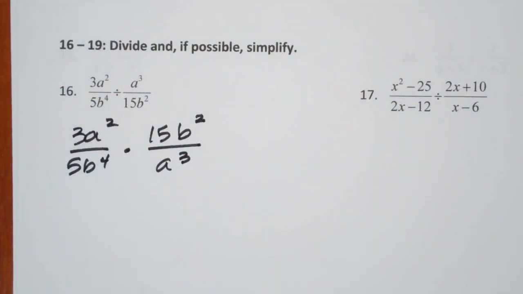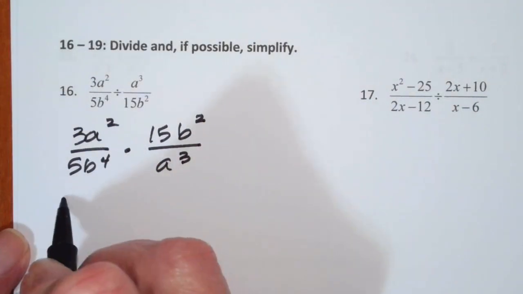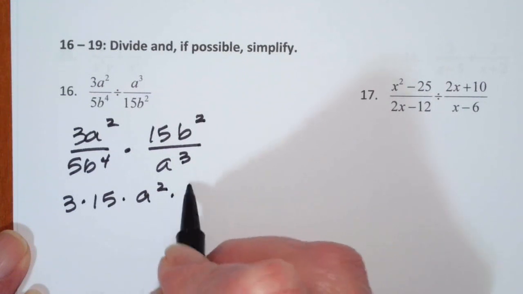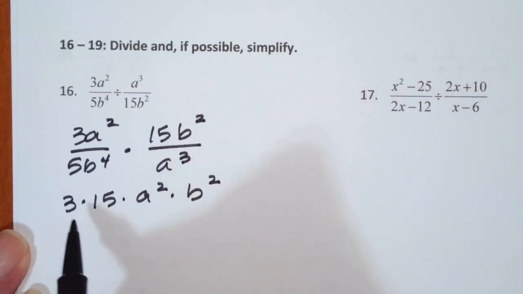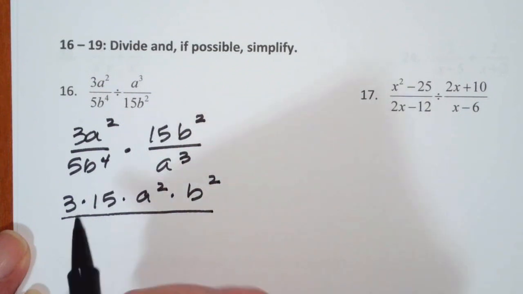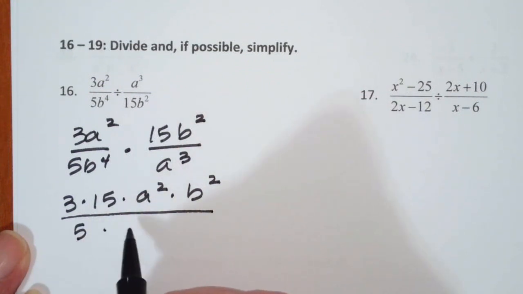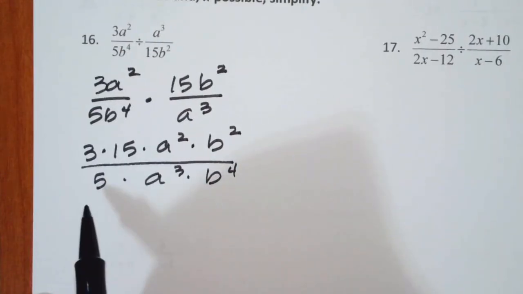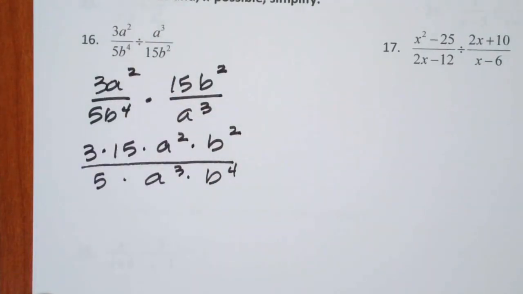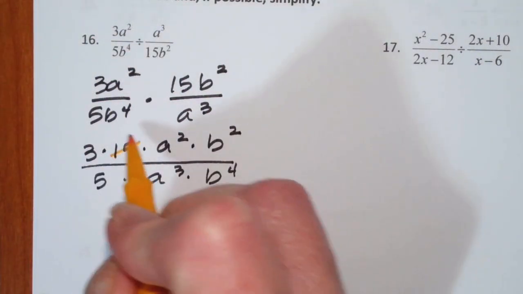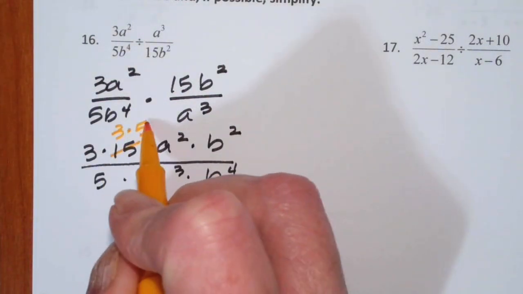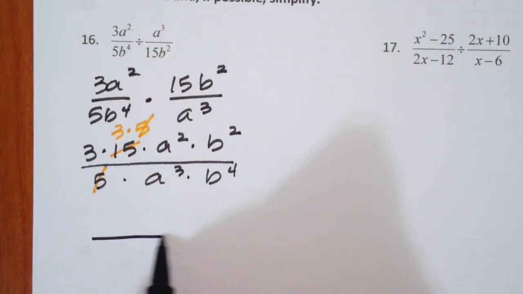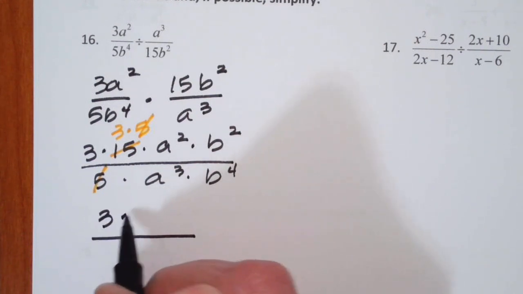Okay, so let's see what we want to do with this. I'm going to rewrite this as 3 times 15 times a to the second times b to the second divided by 5 times a to the third times b to the fourth. Well, 15 I know is 3 times 5, so I can cancel out the 5's. So what I'm left with in the numerator is 3 times 3.